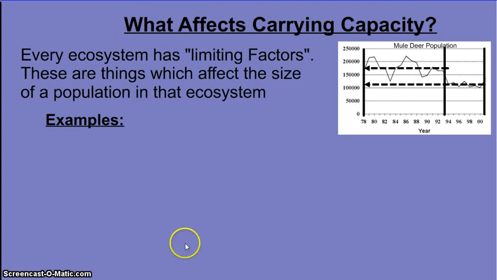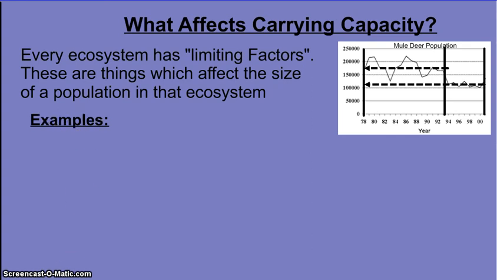That's what you want to be trying to calculate. The average of all the ups and downs in a population. Then what changes carrying capacity? So we saw in the mule deer that the carrying capacity declined. There are things that cause carrying capacity to go down. Every ecosystem has them. They're called limiting factors. These are things which affect the size of a population in that ecosystem, and they can change the carrying capacity.